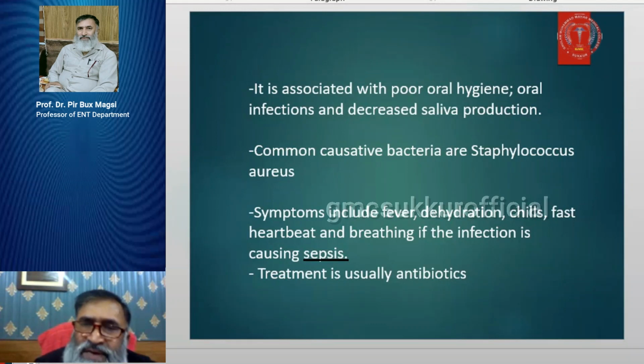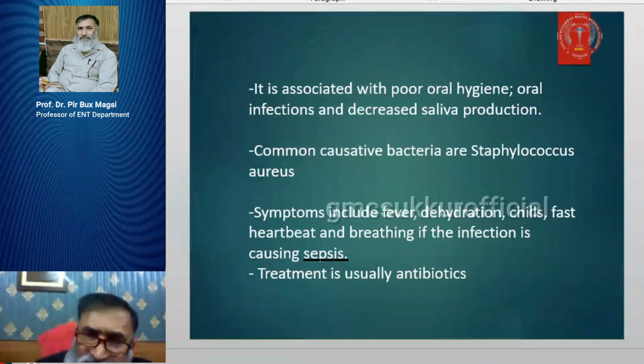Once there is parotitis, what will be the signs and symptoms? Symptoms include dehydration, chills, and a fast heartbeat and breathing if the infection is causing sepsis. Now, treatment is usually antibiotics, but before giving the antibiotics, you must take the pus from the duct of the parotid gland and send it for culture and sensitivity.